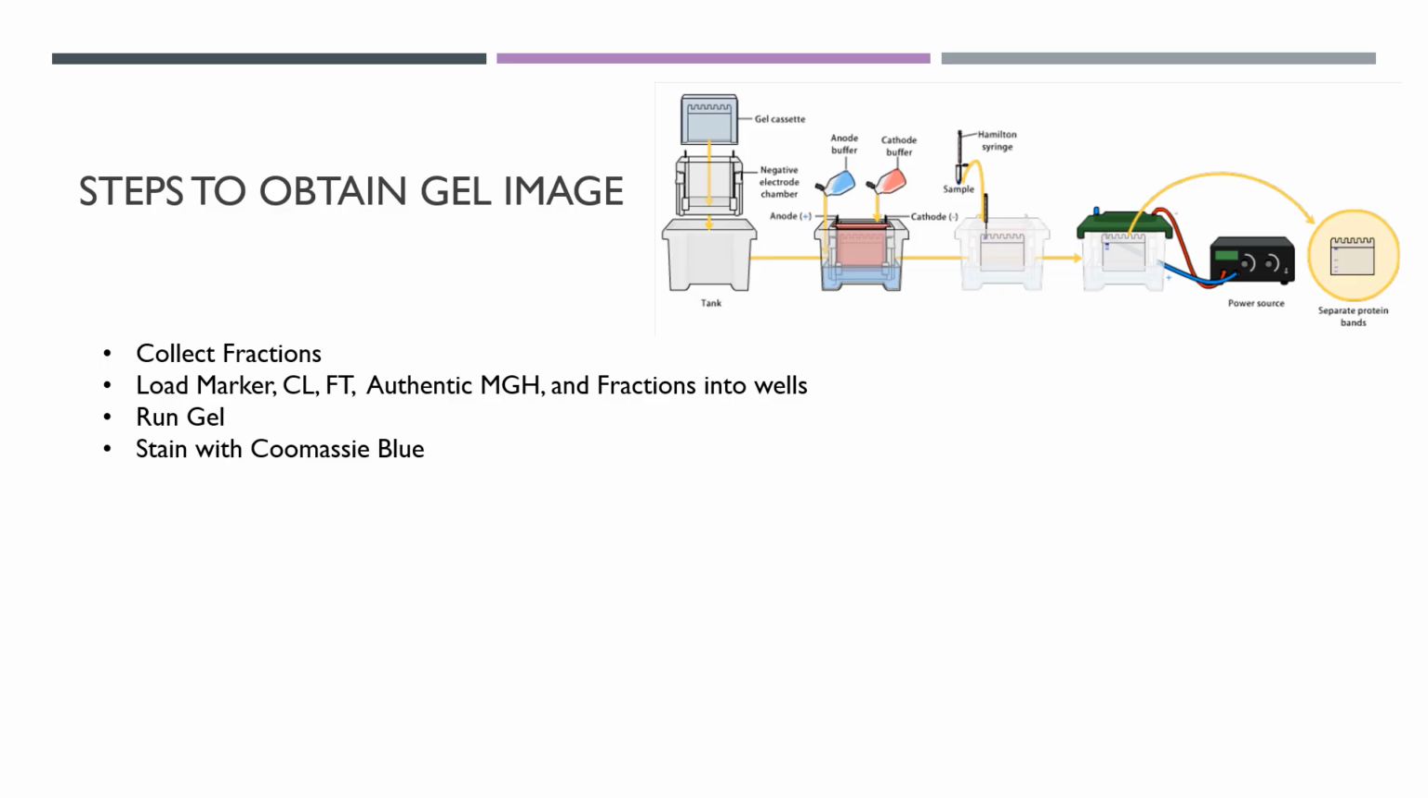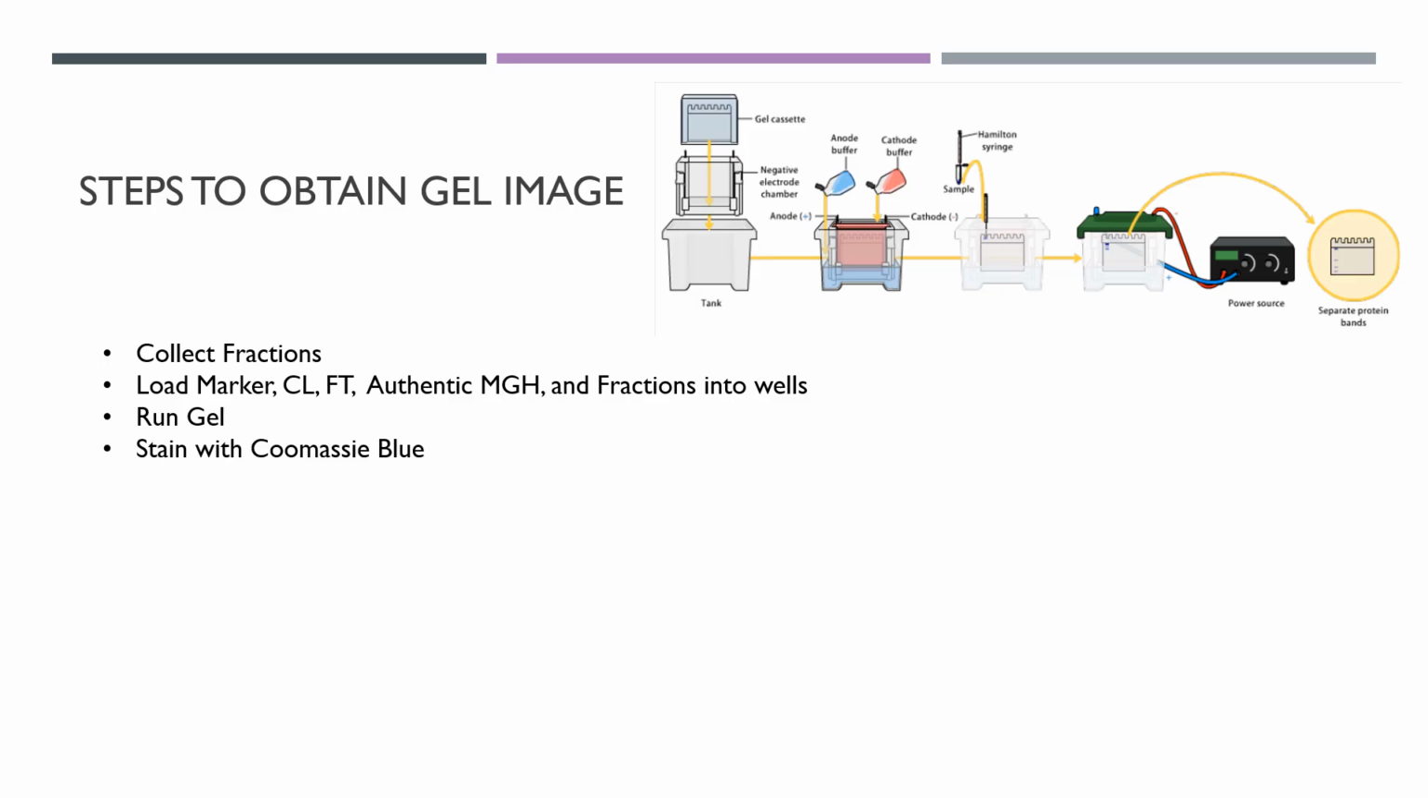And since we didn't physically create a gel image in lab, I'll be going over the steps that we would have done to obtain one. So we would have taken our samples and mixed them with loading dye, heated them, centrifuged them, and loaded them into the wells of the gel.